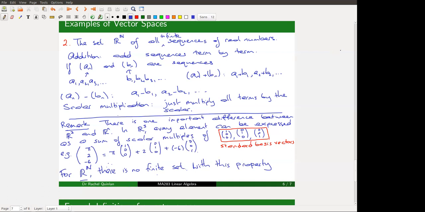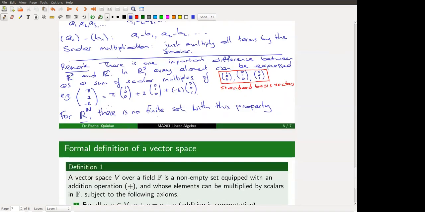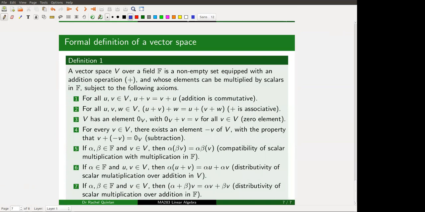Further examples of vector spaces include the set of all polynomials over the real numbers, or the set of all polynomials whose degree is bounded above by some fixed bound over the real numbers. So we'll see more examples as we proceed, but basically a vector space is a structure in which we can add and subtract elements and multiply by scalars, where the system of scalars must form a field, as we saw in the first part of this lecture. Okay, so that's the unofficial working definition of a vector space.